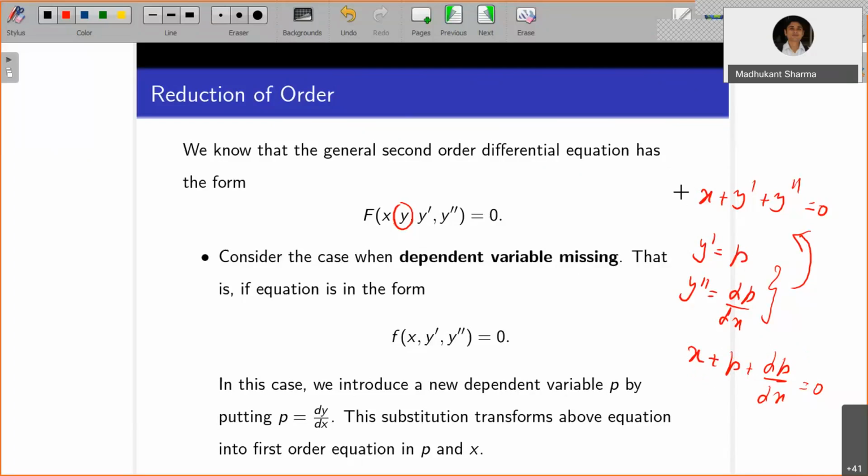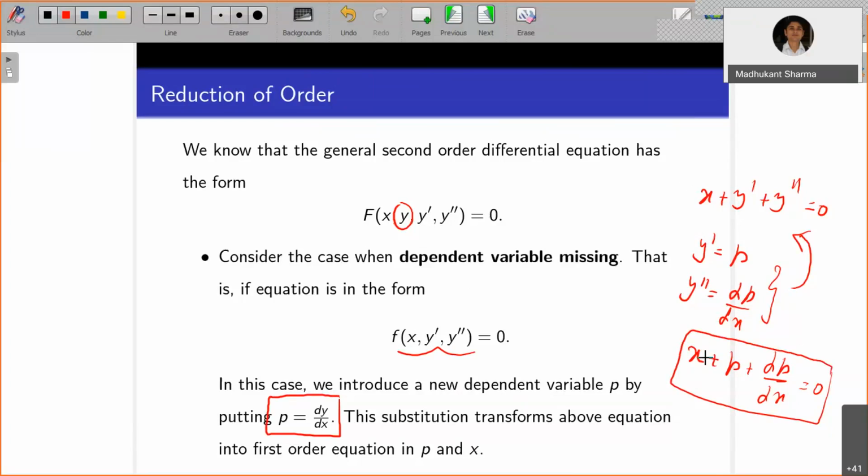You will tackle this if the dependent variable is missing. So that is the equation of this form. In this case, we introduce a new dependent variable p. This is a transformation, you can say. This substitution transforms the above equation into a first order equation in p and x, like here.